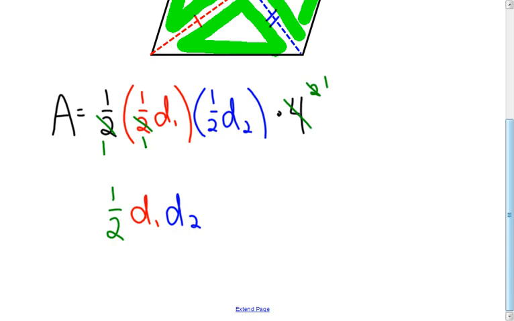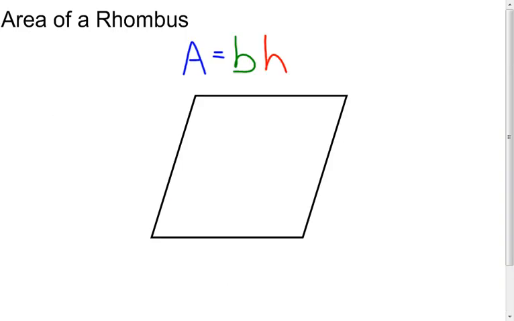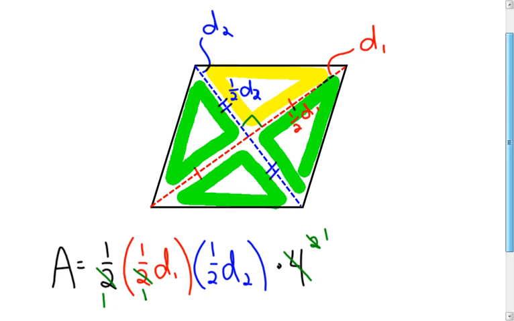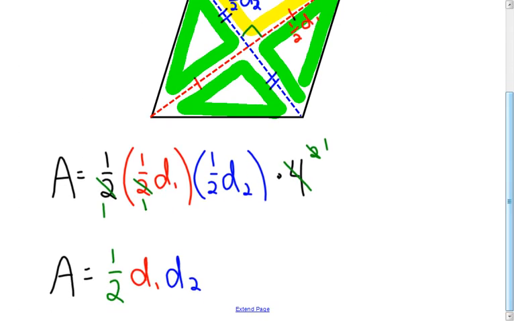So here's another formula to find the area of a rhombus. If all you know is the length of the two diagonals, I would use this formula. If you know the length of the base and you know the length of the height, then I'd go back to my parallelogram formula to find the area of a rhombus. And then that will conclude my lesson on areas of triangles, trapezoids, and rhombi.